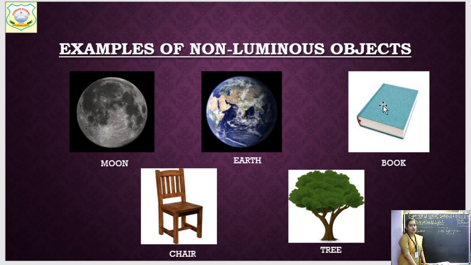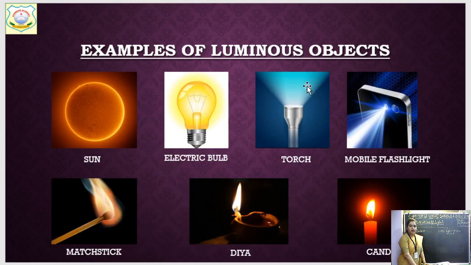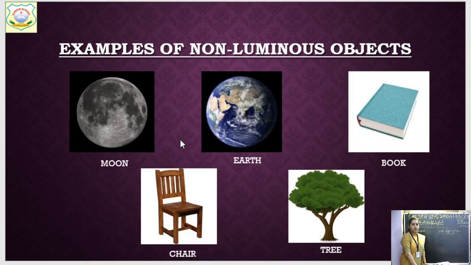Book is non-luminous. It is not emitting light. Chair is not emitting light. Tree is not emitting light. Yes, all these things are not emitting light, so they are called non-luminous. Okay? Whereas these things which are emitting light are called luminous objects. So the object that is emitting light is called luminous, and the object that is not emitting light is called non-luminous.